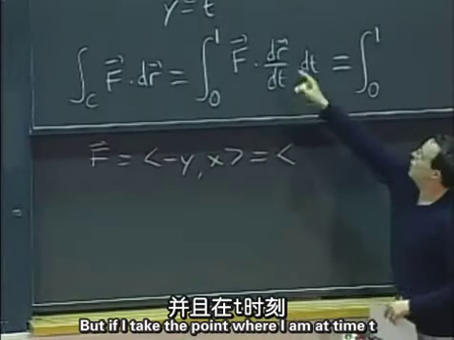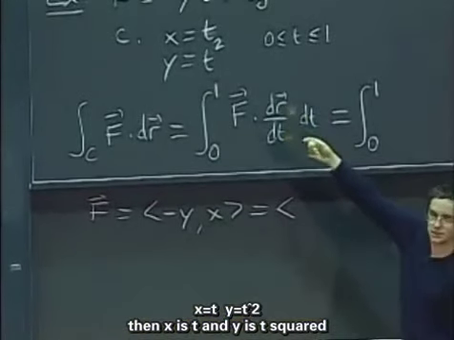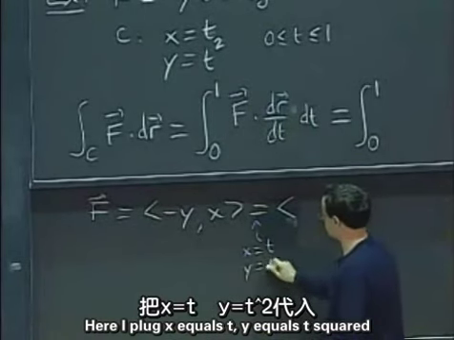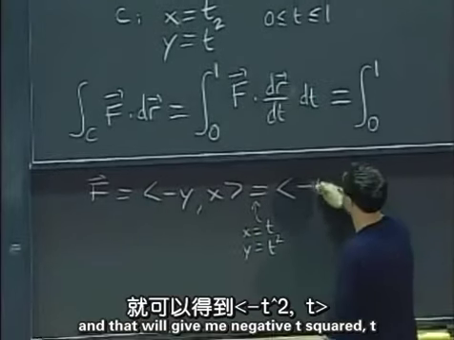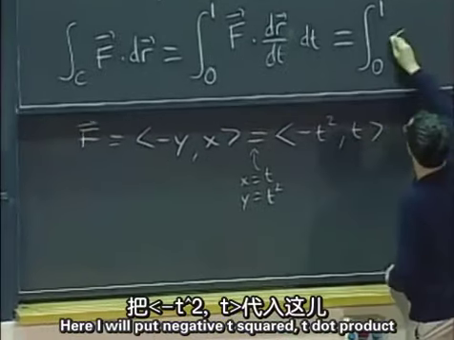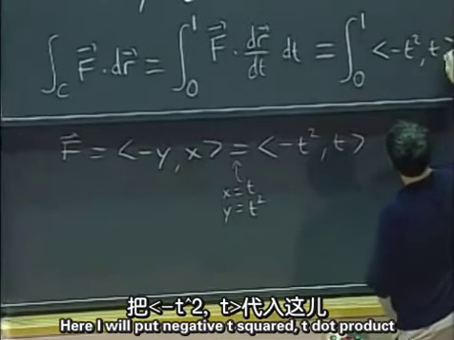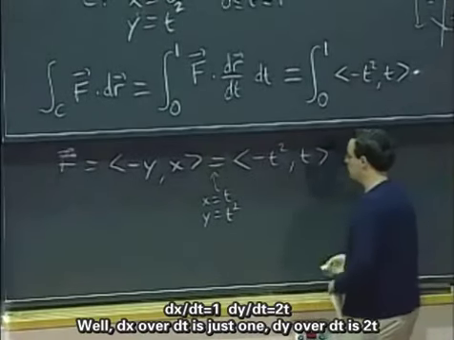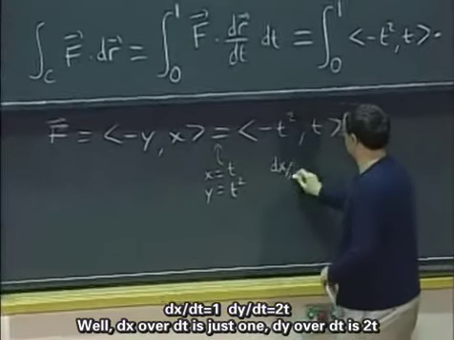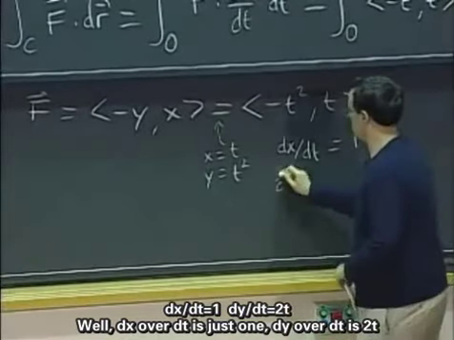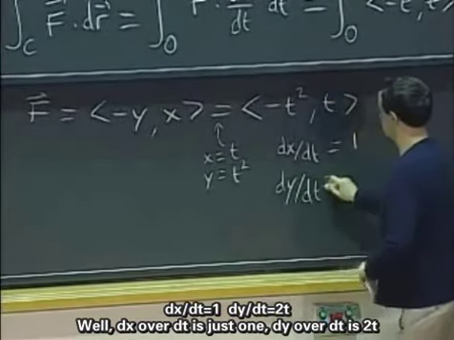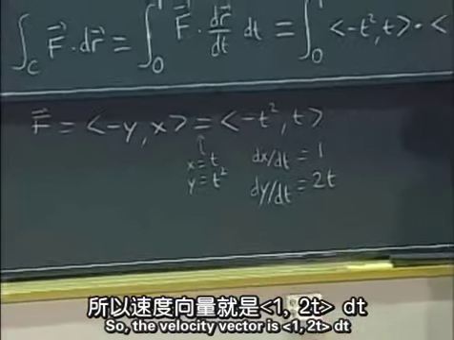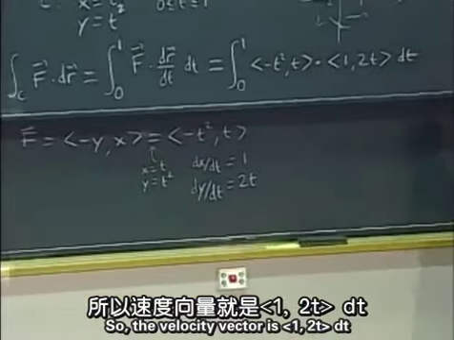But if I take the point where I am at time t, then x is t and y is t squared. So here I plug in x equals t, y equals t squared. That will give me negative t squared and t. So here I will put (-t squared, t) dot product. What is the velocity vector? Well, dx/dt is just 1, dy/dt is 2t, so the velocity vector is (1, 2t) dt.